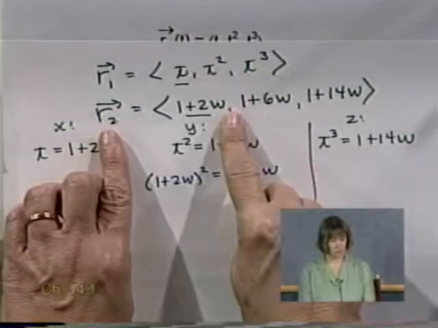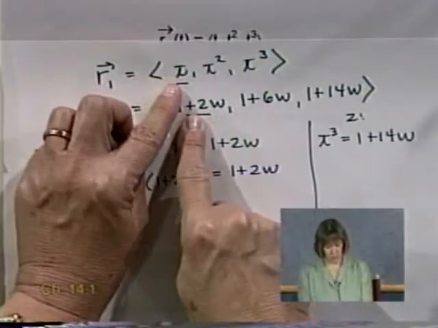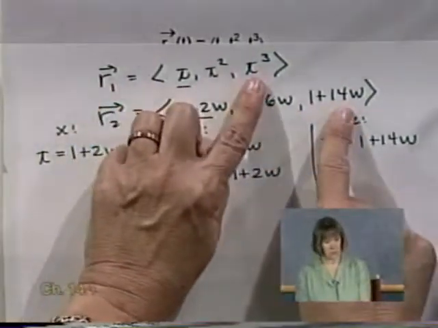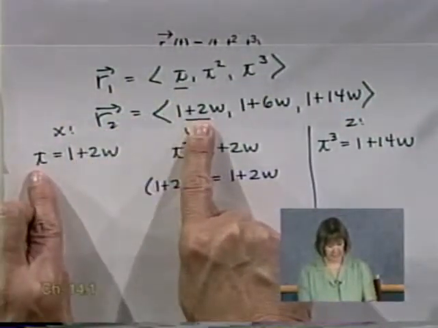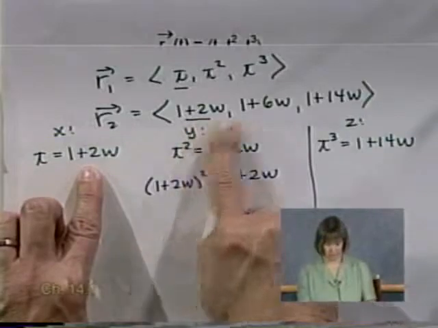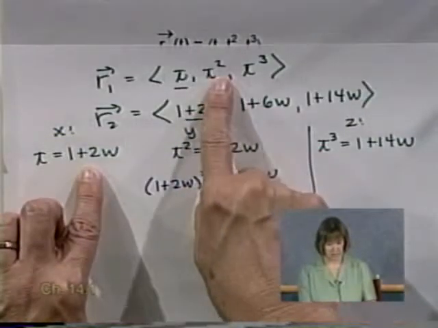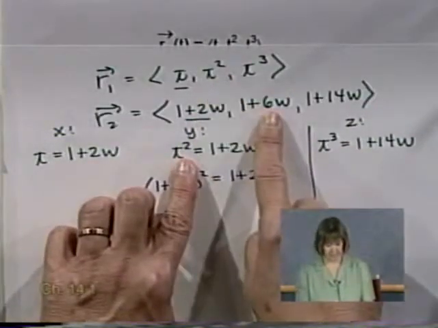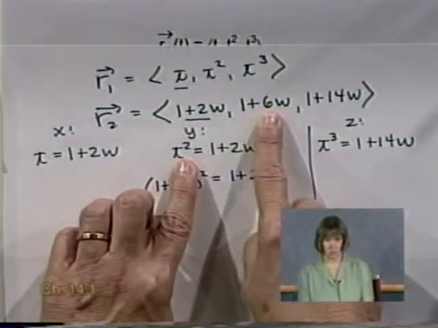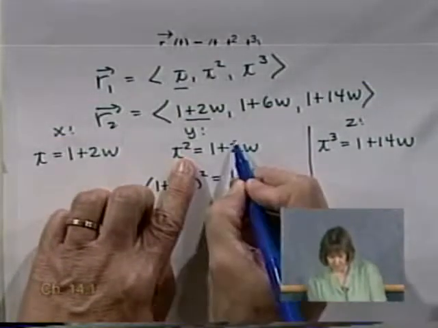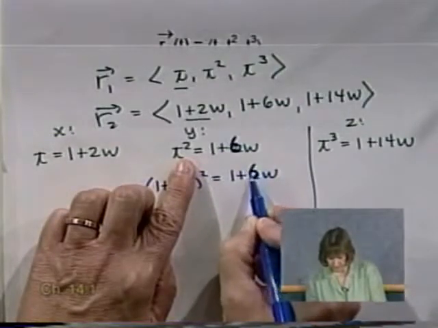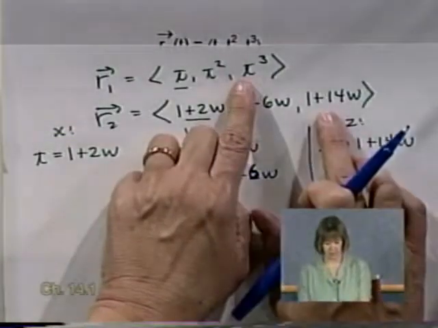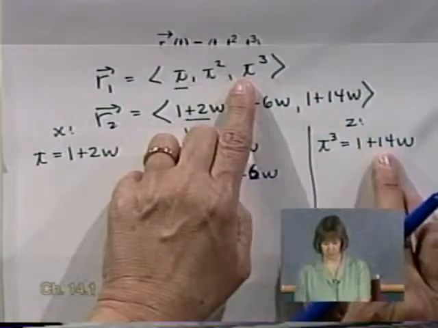In order for the two paths to collide, the x coordinates, the y coordinates, and the z coordinates must be equal. If the x coordinates are equal, t has to equal 1 plus 2w. If the y coordinates are equal, this y coordinate, t squared, has to equal this y coordinate, which is 1 plus 6w. I should have had a 6 here. And then the z coordinates have to be equal. t cubed has to equal 1 plus 14w.